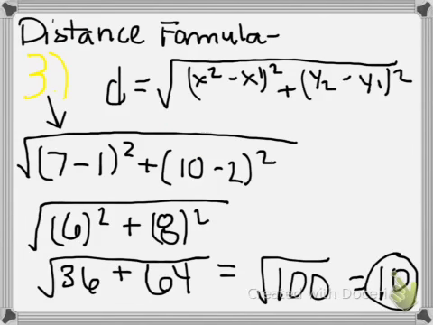The distance formula gives the distance between the points (x1, y1) and (x2, y2) in the plane. We have here 7 minus 1 squared plus 10 minus 2 squared, and you have to take the square root of all that. That gives you 6 squared plus 8 squared, which is 36 plus 64 under a square root sign. That equals 100, and the square root of 100 is 10, as you must know. So the answer is d equals 10.